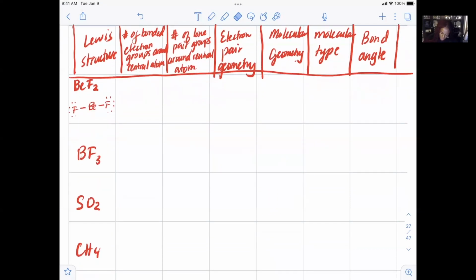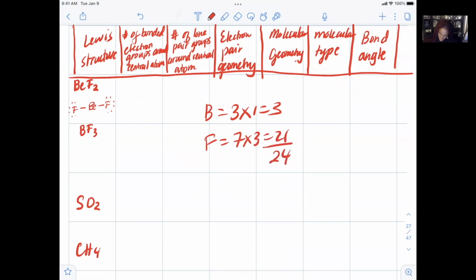So this next one here is BF3. Once again, we got boron in group 3. We got 1, which is 3. We got fluorine, which is in group 7. We got 3, which is 21. You add these two, you get 24. You got boron in the middle, and a fluorine, a fluorine, a fluorine.